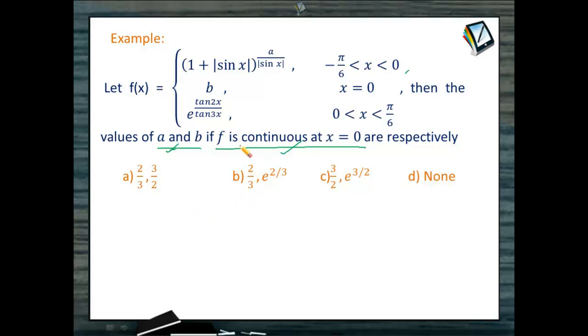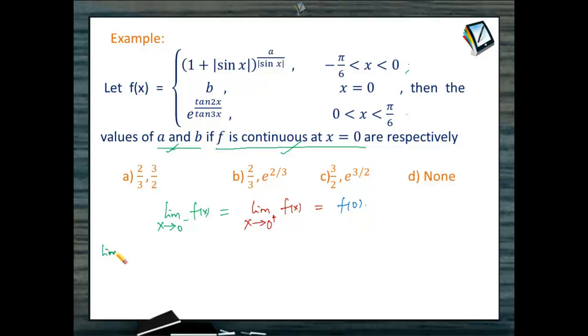Now let's recollect, when do we say a function is continuous? Because here the function is defined separately on the left side of 0 and on the right side of 0. The function should satisfy limit x tends to 0 minus f of x must be equal to limit x tends to 0 plus f of x, and these two values must be equal to f of 0 value. So let's calculate each of these limits and then equate them so that we create equations in terms of a and b to get their values.